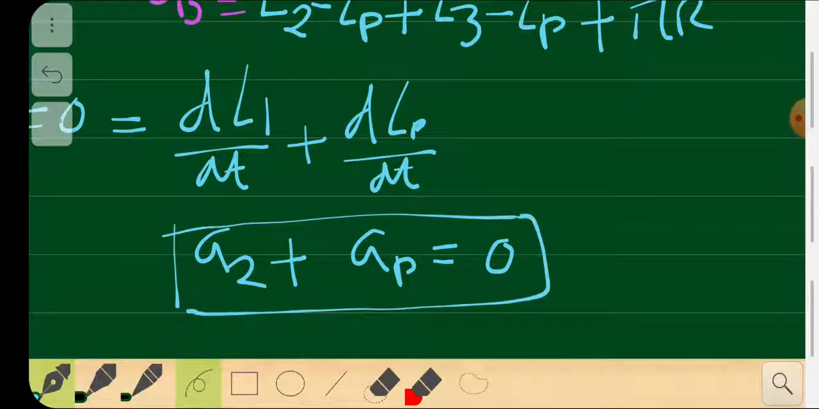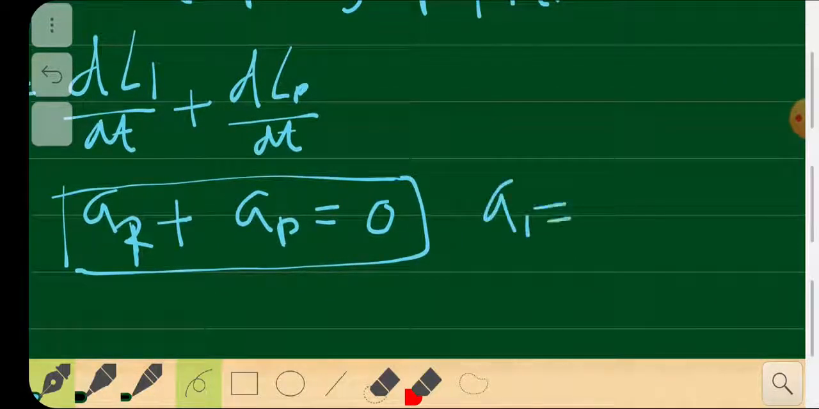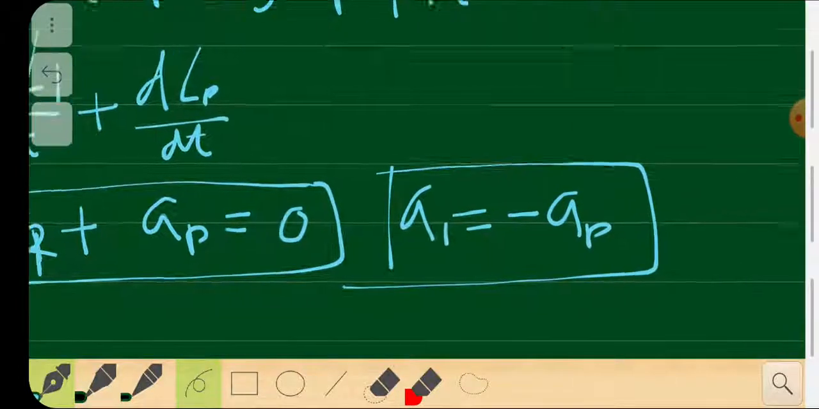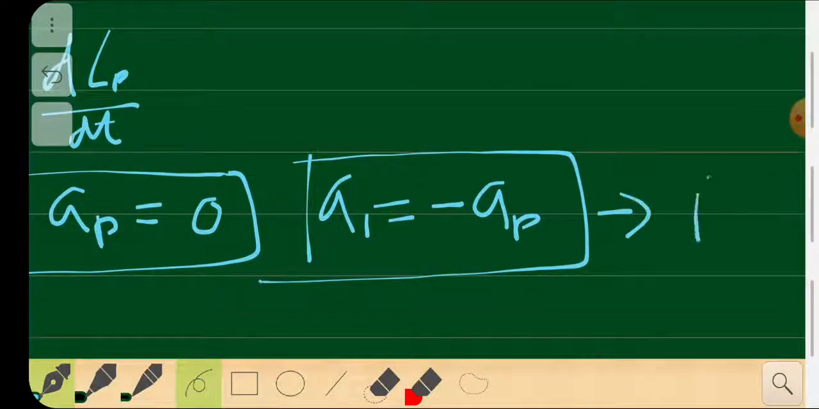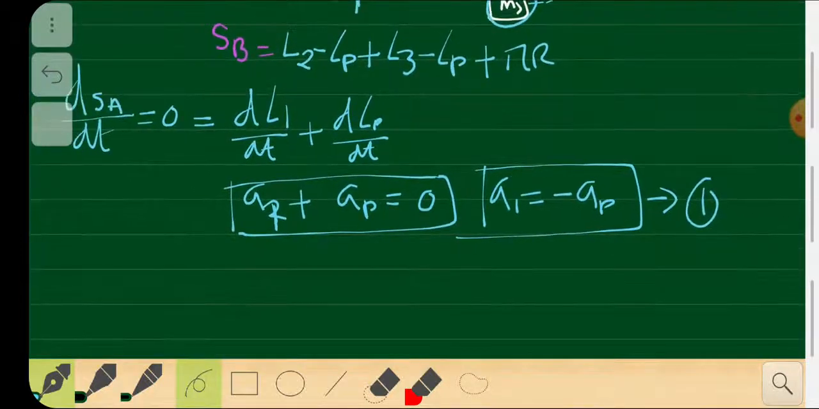So now you can simplify that and say a1 must be equal to minus aP. So aP is equal to minus a1, or a1 is equal to minus aP. Let's call this equation 1. Okay, so that's one thing. I have some glimpse of the acceleration here.